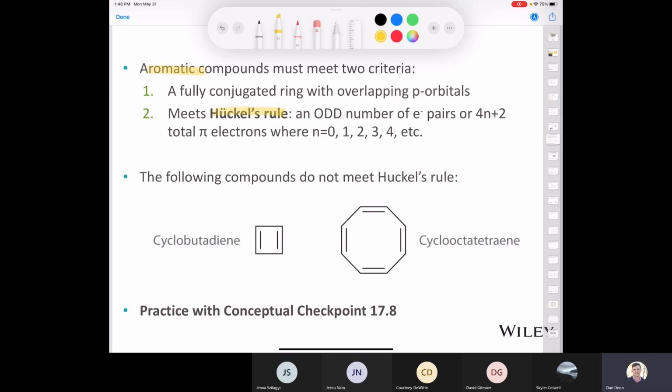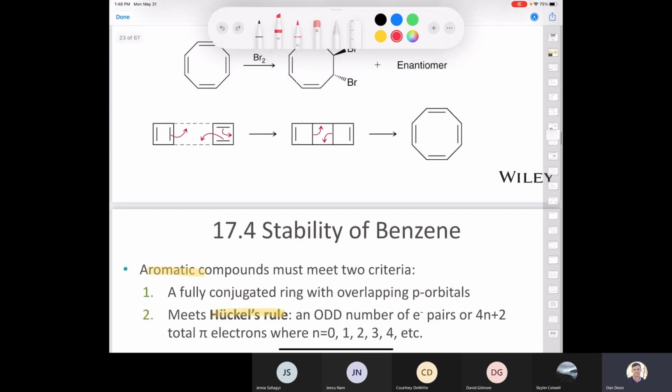Now, what's Huckel's rule? Huckel's rule is that we have an odd number of electron pairs. What's an odd number? 3, 5, 7, 9, 11. So we've got to have an odd number of electron pairs. Put another way, that's what the word or means, it has to have 4n plus 2 total pi electrons, where n is 0, 1, 2, 3, 4. Let me show you how this works.